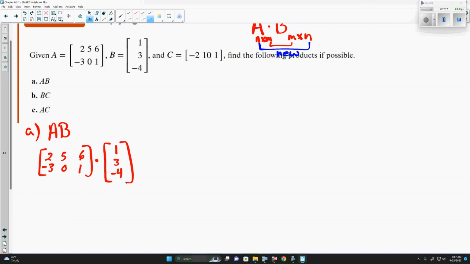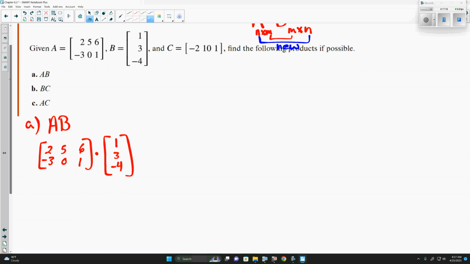So the first one we're going to multiply is A and B. Now A is a 2 by 3. B is a 3 by 1. So when we have A times B, do the columns of the first match the rows of the second? Yes. So that means we can take the product of A and B. And the new dimensions are going to be the rows of the first, columns of the second. So our new dimensions for this is going to be a 2 by 1.